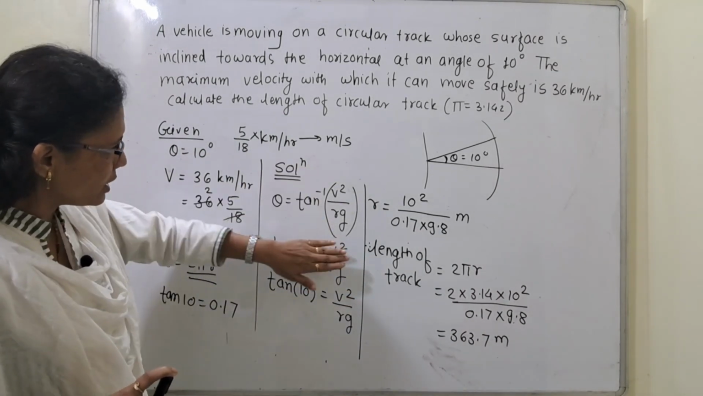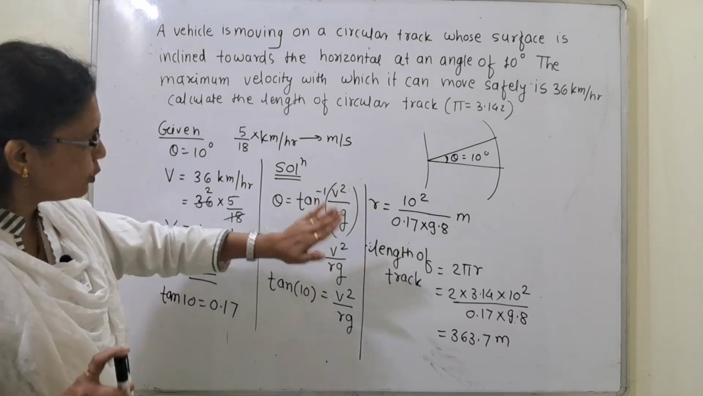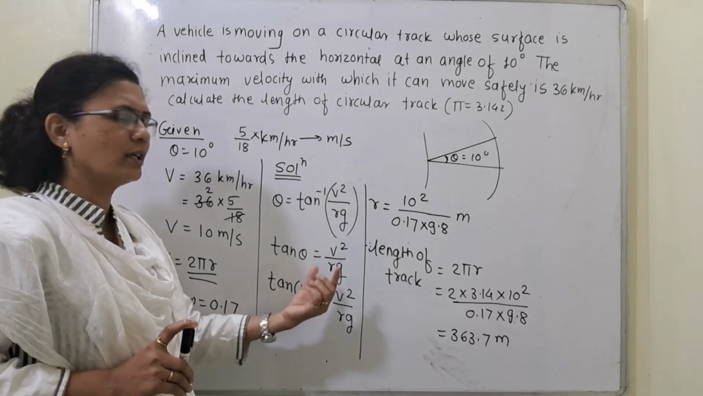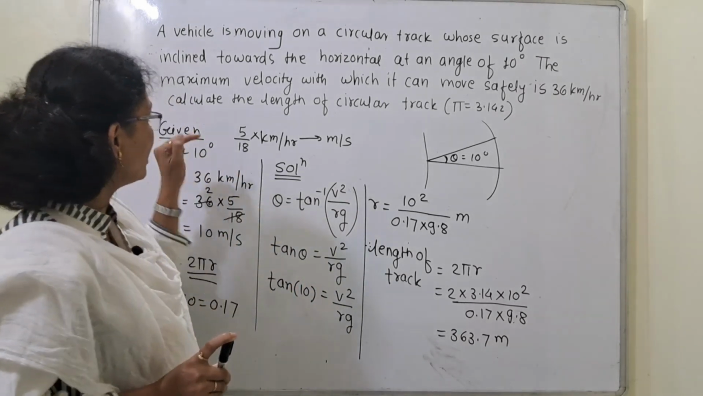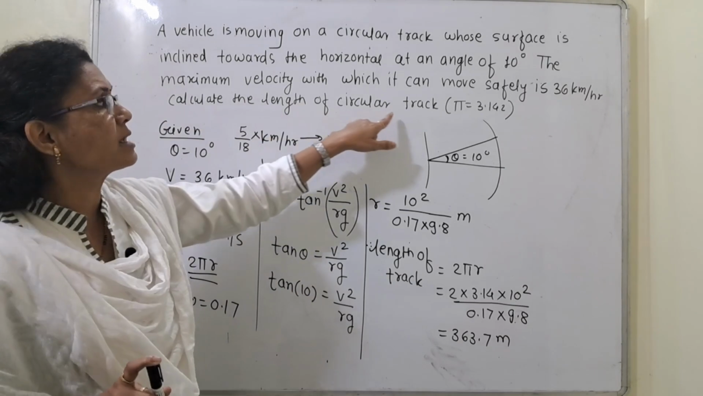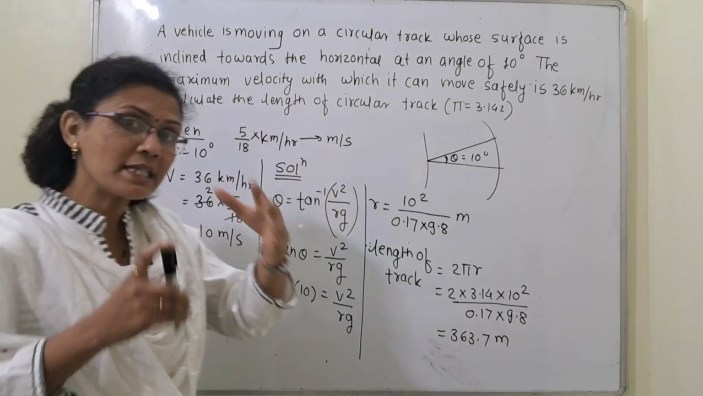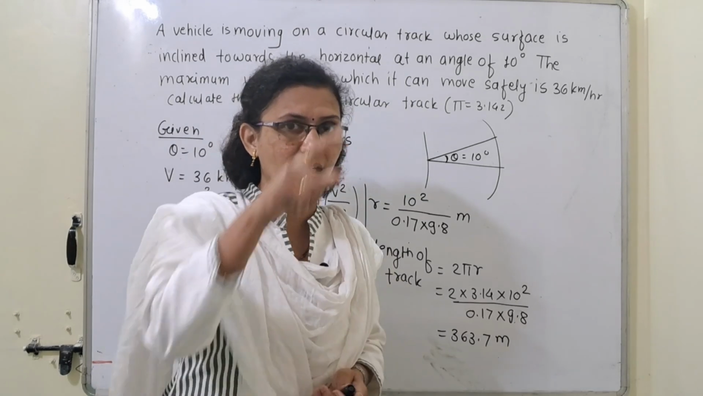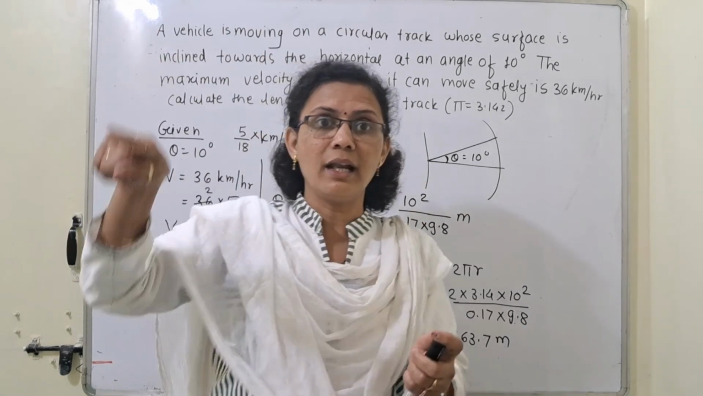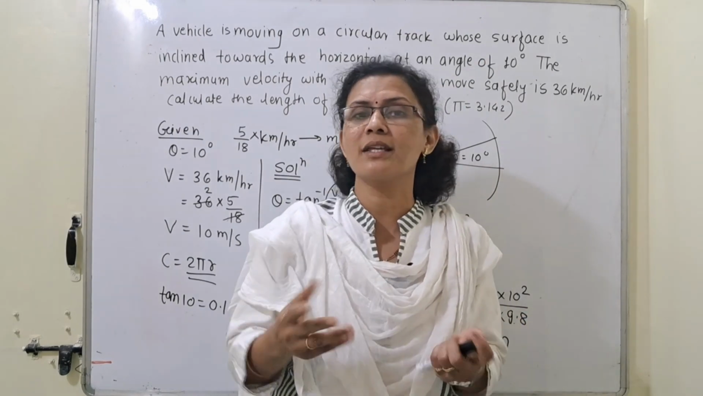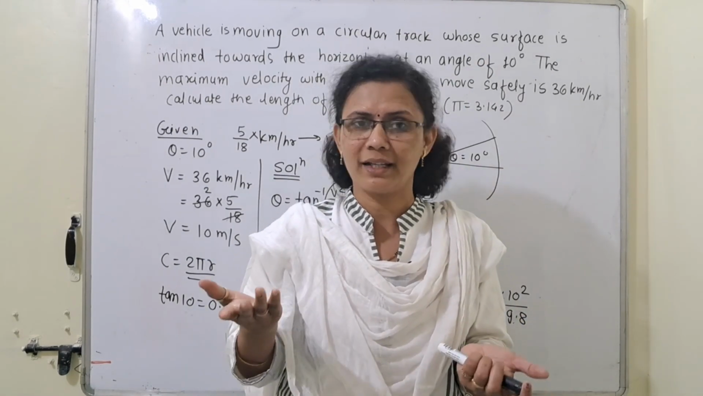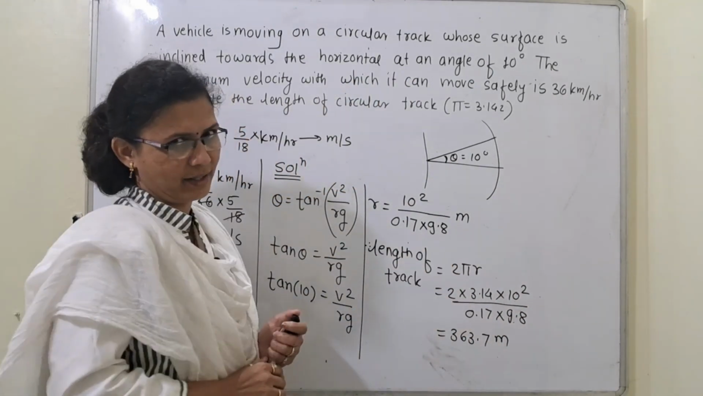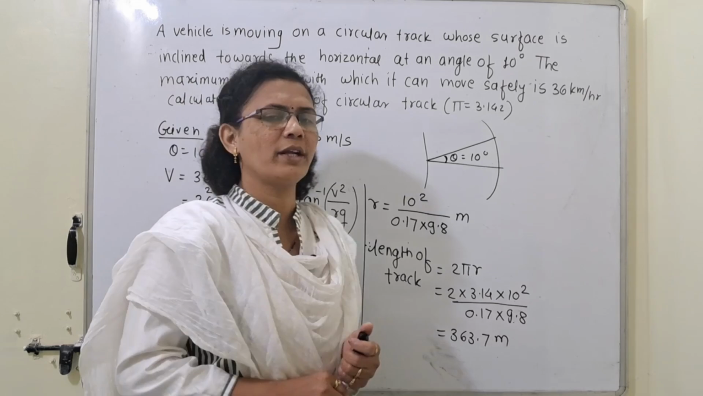See, up to this calculation was easy. Easy means you know this: theta is equal to tan inverse of v square upon rg, therefore you can calculate tan theta. But what did they ask? They asked for the length of the circular track. You have to understand that this length is nothing but the circumference of the circle. And the length of the circle is nothing but 2 pi r, that is the circumference of the circle. Therefore, we have to calculate 2 pi r. So the answer will be 363.7 meter.